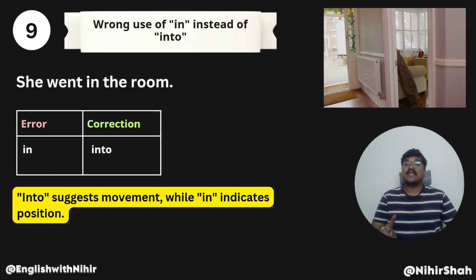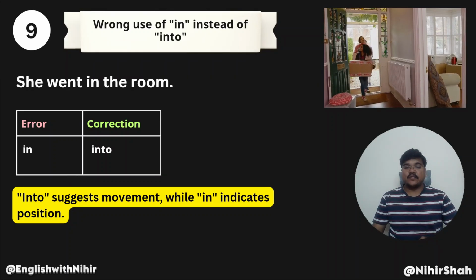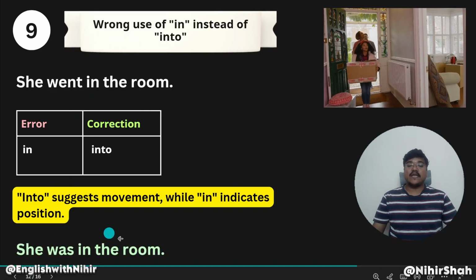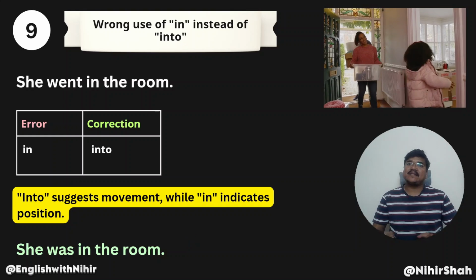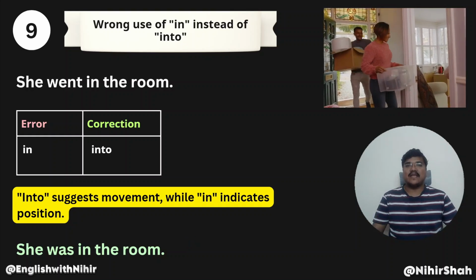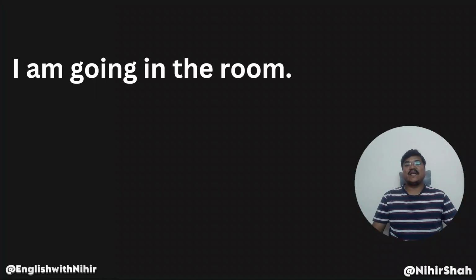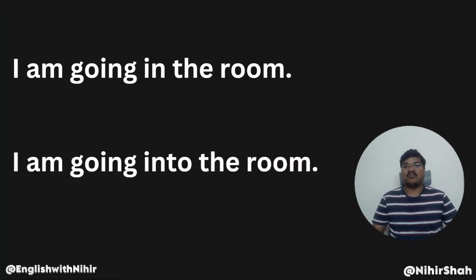Okay. So this is mistake number 9. Wrong use of in and into. So let's see where in is used correctly. She was in the room. Okay. If someone asks, where was she? Then she can reply, she was in the room. Okay. So now can you answer? I am going in the room or I am going into the room? The correct answer will be I am going into the room. Okay. Let's move on.